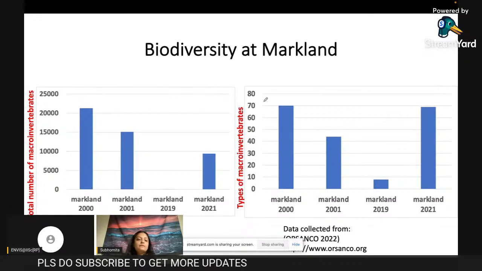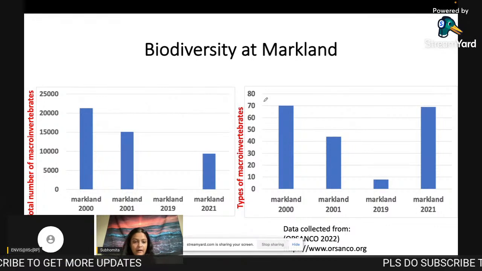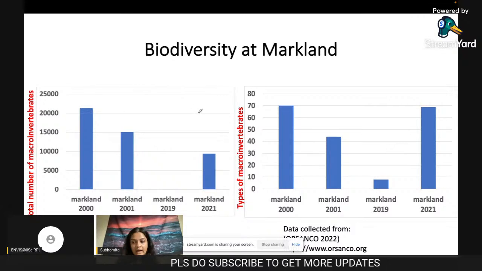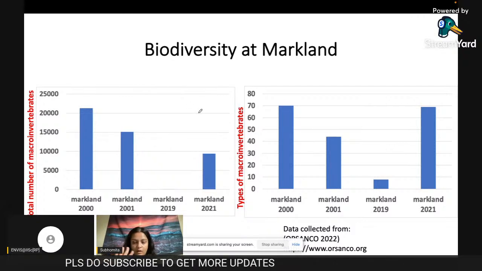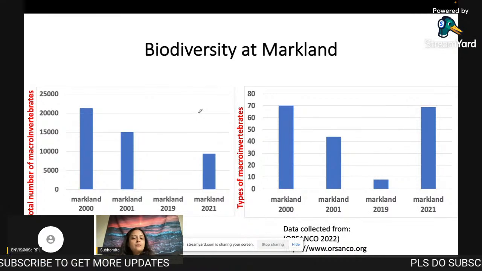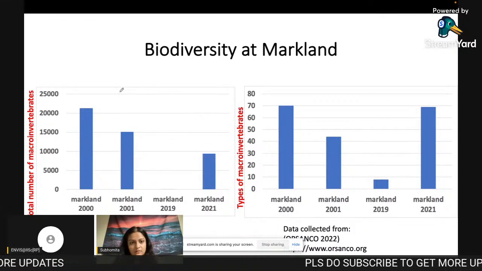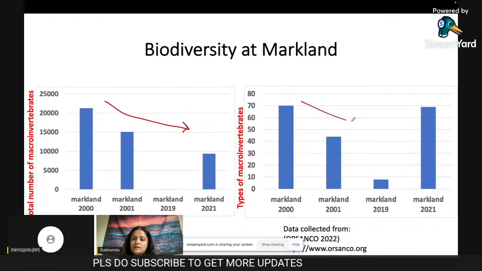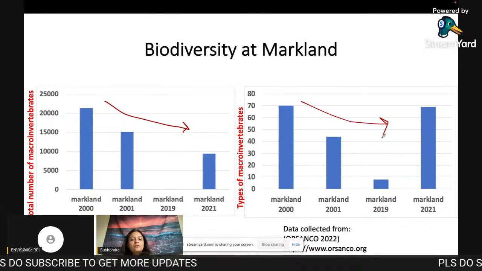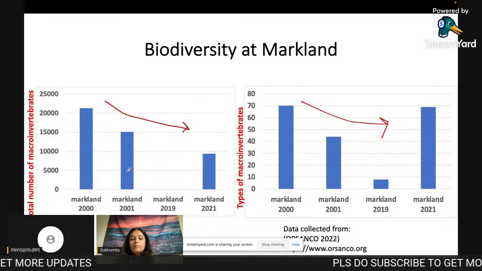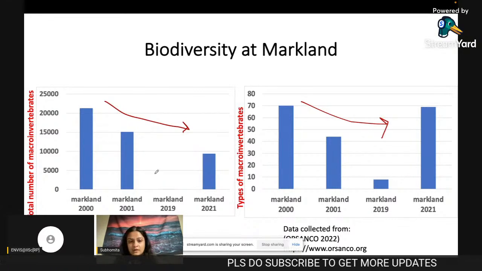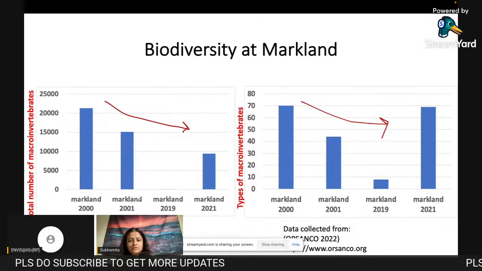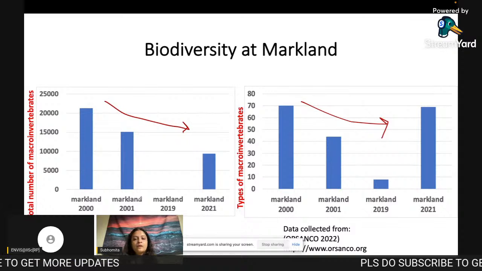Then we also found some macroinvertebrates, like the number and type of macroinvertebrates possibly present here. Currently, I was able to retrieve data from 4 years: 2000, 2001, 19, and 21. But from there we could directly see that there is a drop in the total number as well as in the types of invertebrates. That is something interesting, although I have to retrieve the data from ORSANCO and incorporate data from the middle years, between 2001 and 2021, and then the story could be clearer.